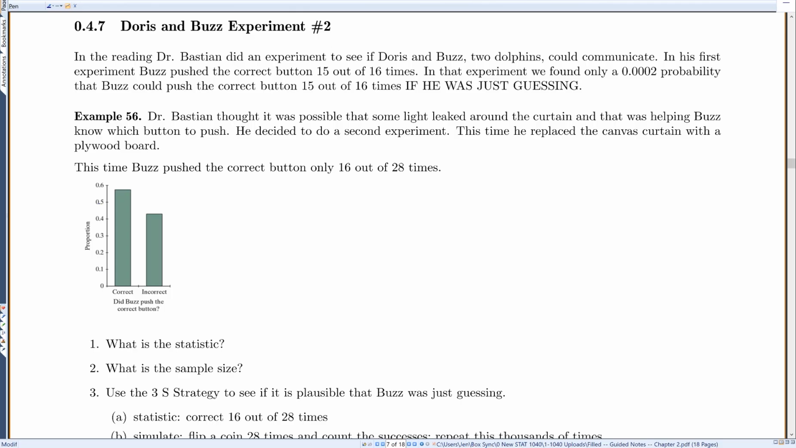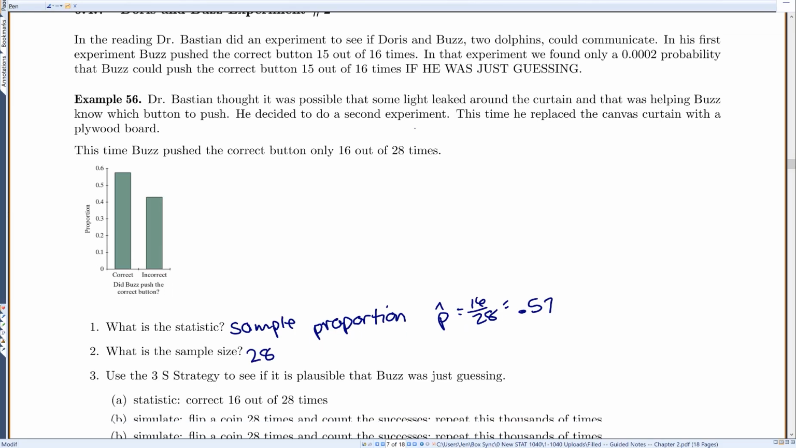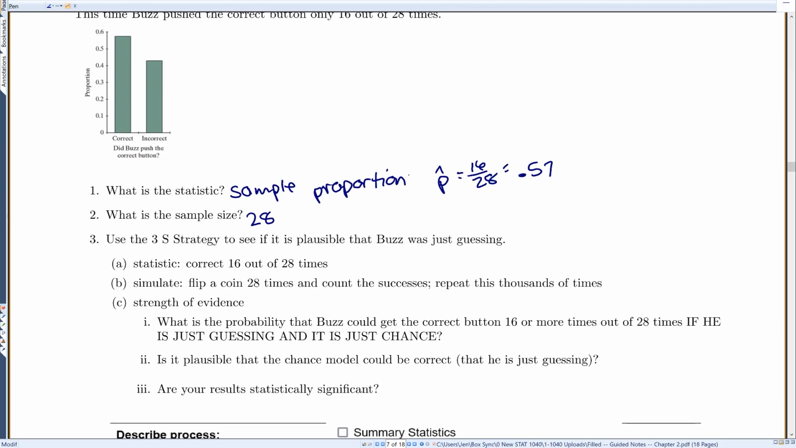So first, what is the statistic? That would be our sample proportion, and we need to actually calculate it. So we'll use our notation of p hat, and that's 16 divided by 28, or 0.57. Now, what is our sample size? How many times did we do it? 28 times. So let's use our 3S strategy to see if it's plausible that Buzz was just guessing.